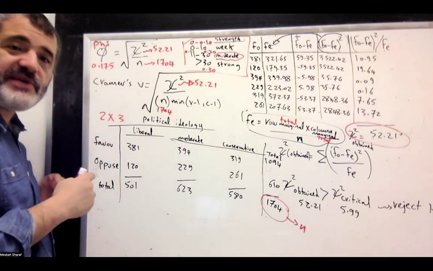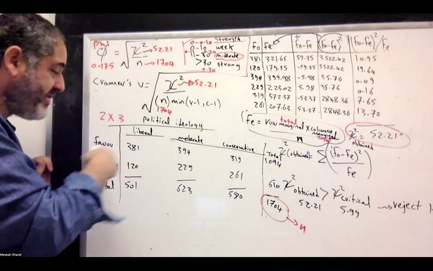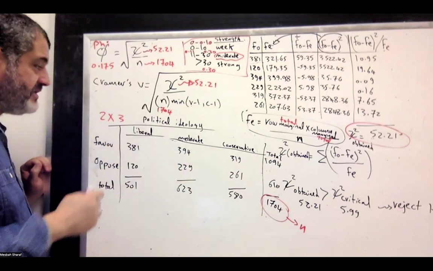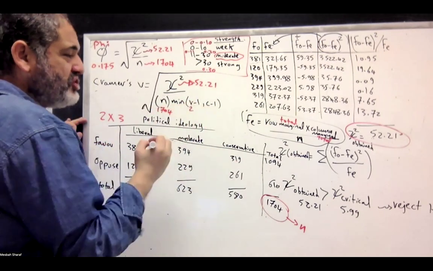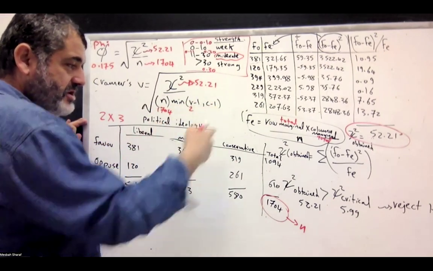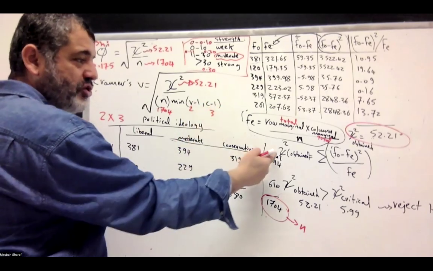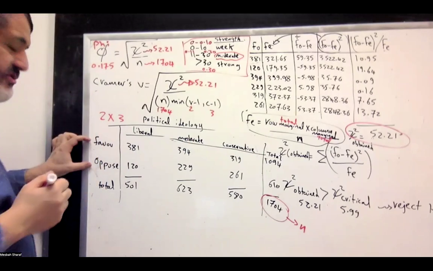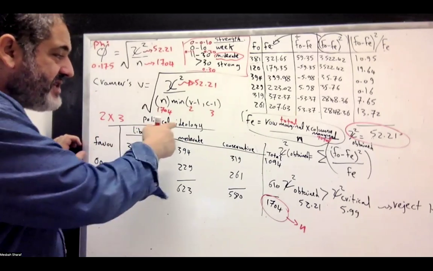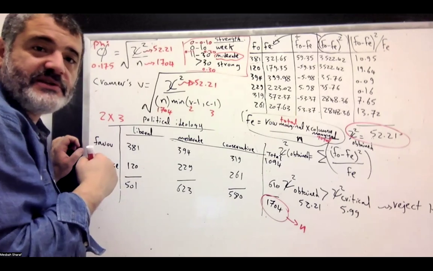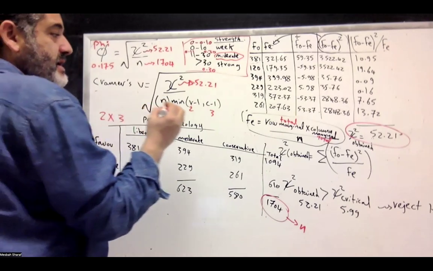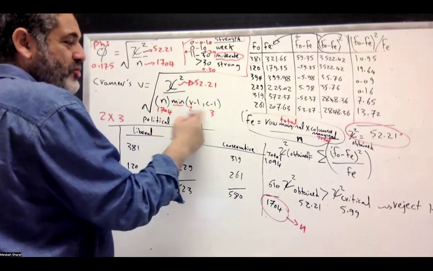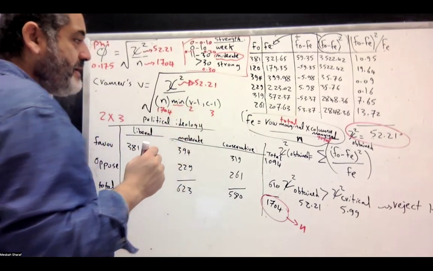And what is the order, or the rank, of that table? It is 2 by 3. We have two rows and we have three columns. The number of rows is 2, the number of columns is 3. Of course, we don't count the total. So for the support variable we have 2 categories, and for the ideology we have 3 categories. So it's a 2 by 3. Which number is the minimum? Minimum means the lowest of these two numbers, 2 or 3.